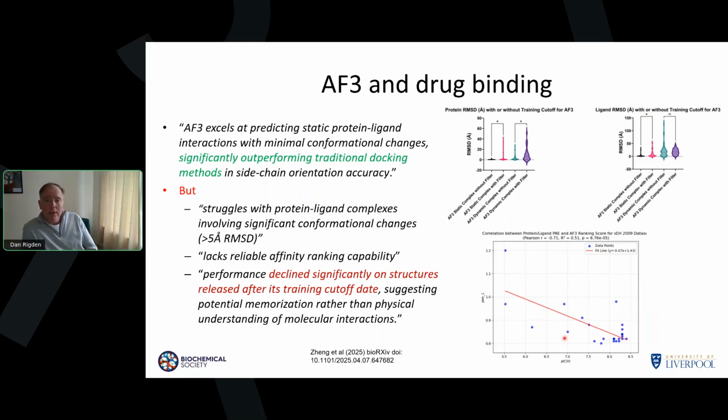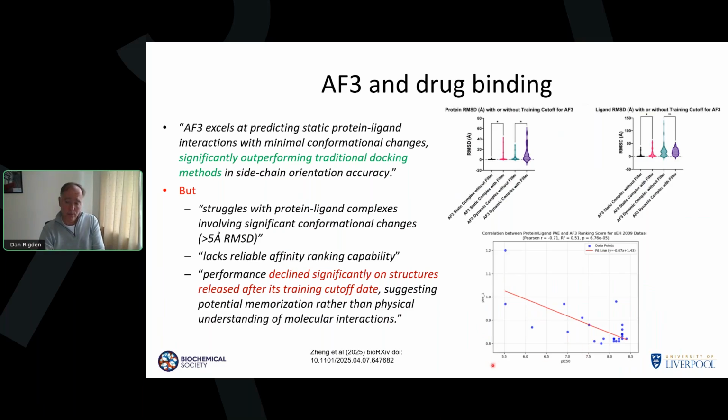AlphaFold 3 and drug binding or ligand binding. So here there's good news and slightly less good news. The good news is that for modeling a single ligand into a protein, you can often get an extremely accurate result, better than you would with traditional tools. But again, the performance depends on whether it's seen something similar before, and also, less conveniently, there is no built-in score which you can read out as directly correlating well with the experimental binding affinity of that ligand.